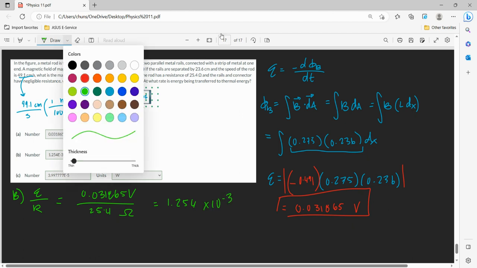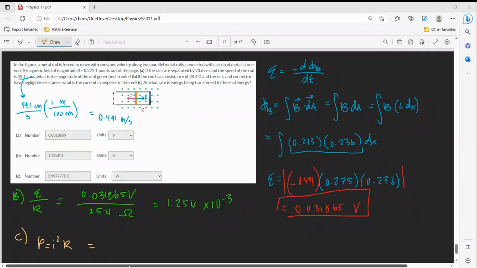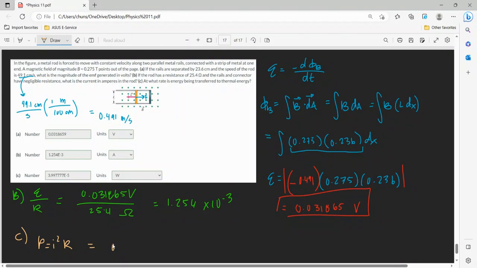And finally for C, we know that power is equal to I squared R. So if we do that, we have 0.031865 squared times 25.4, which will give us 3.9977 times 10 to the negative 5 watts.